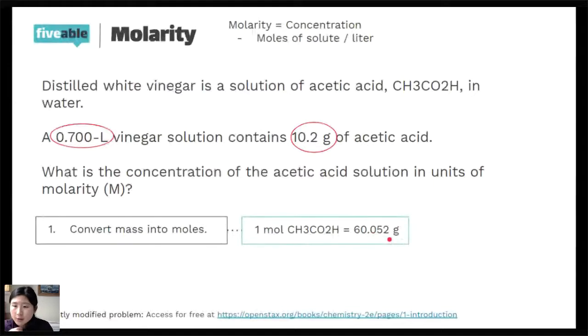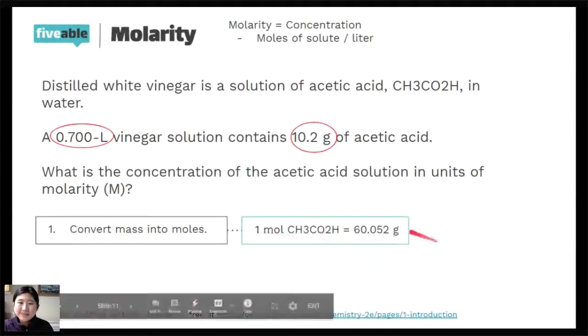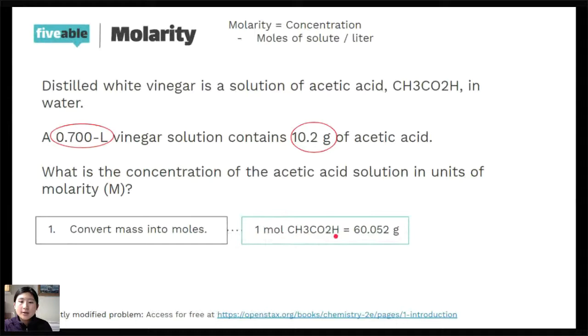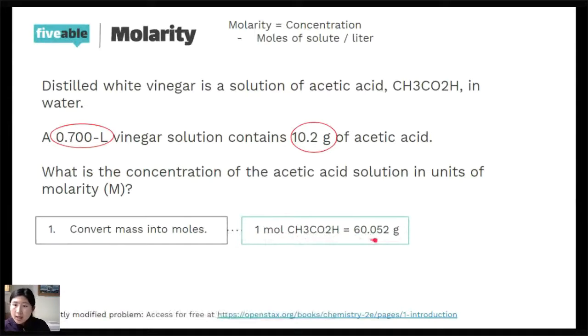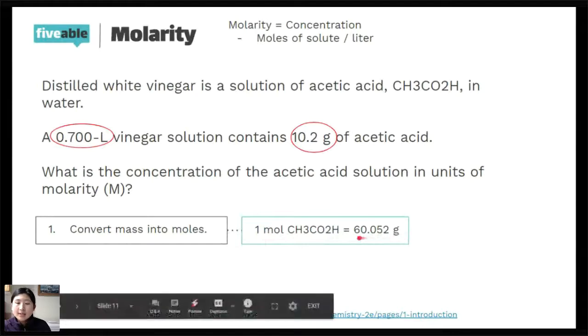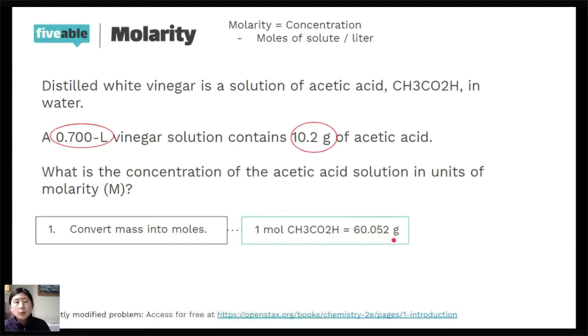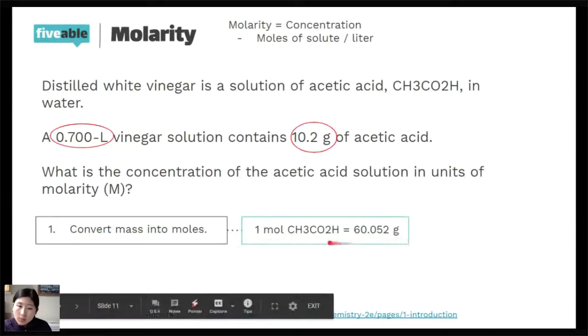Or no, never mind, I didn't convert it yet. This is the unit conversion. Sorry about that. What you do is you add up all the different molar masses of these different elements, and then you have 60.052 grams per mole.